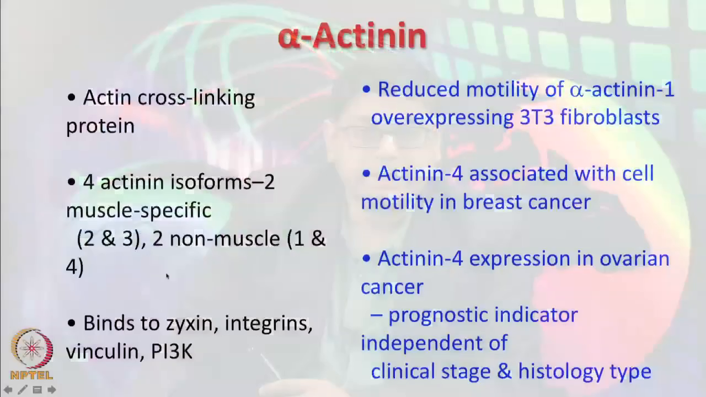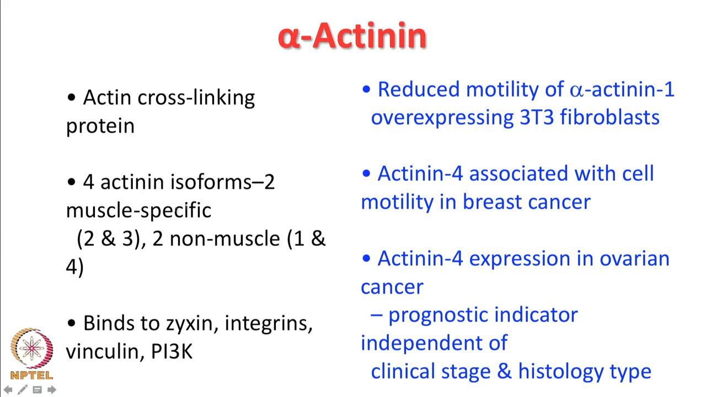Okay. So, for alpha actinin you have 4 different isoforms, 2 of them, alpha actinin 2 and alpha actinin 3, are specific to muscle cells. The other 2, alpha actinin 1 and alpha actinin 4, are present in all non-muscle cells. Alpha actinin has been shown to bind to various proteins including integrins, vinculin, a signaling protein called PI3 kinase and zyxin.